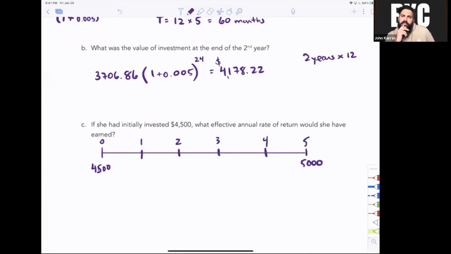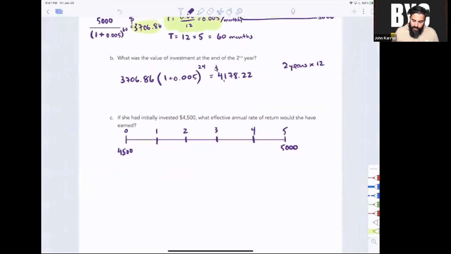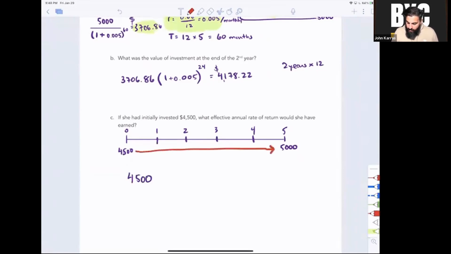So what are we solving for here? Which variable? Good, right? So two people have said R. Exactly, right? We're solving for the rate. Cool. Same formula. We're starting with 4,500 times 1 plus the rate. Oops, no, that's wrong. I'm looking for the rate. 1 plus R.